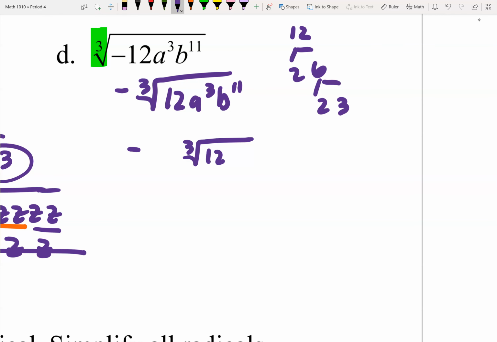And then on the a's, 3 goes into 3 exactly one time, no leftovers inside. And then on the b's, 3 goes into 11 3 times. Do I have leftovers? How many remainders in there? How many b's left? 2 more b's. Good. That's my answer, and I'm done. That's it. Okay, who says this is easy? Let me see. Great.